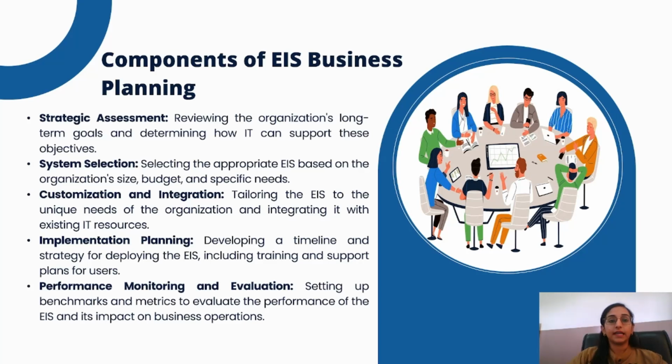Here are some key elements of implementation planning. First is project scope and objectives. So clearly define what the EIS implementation aims to achieve. This includes detailing the specific processes that the system will enhance and the expected outcomes in terms of efficiency, cost saving, or improved data management. Establish clear boundaries for the project to prevent scope creep, which can lead to delays and budget overruns.